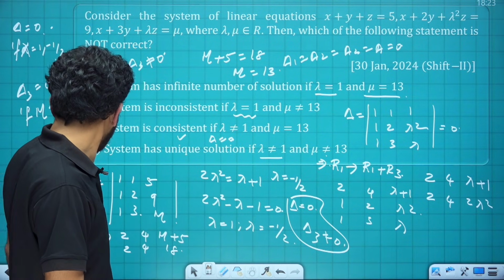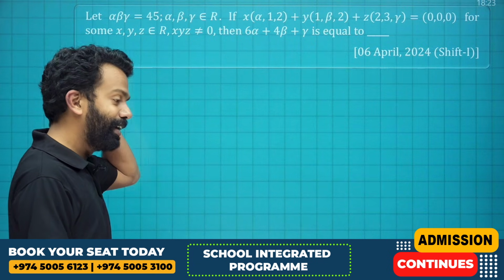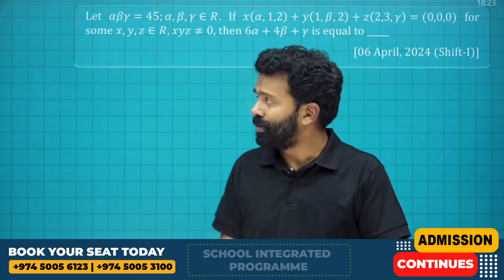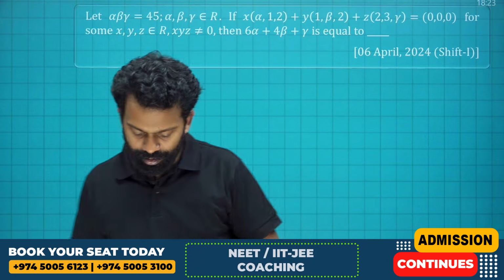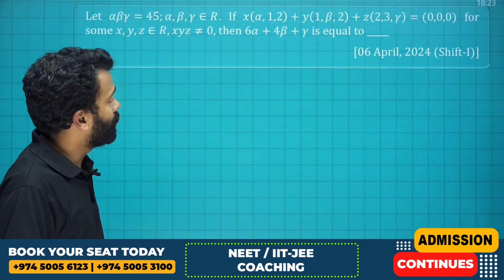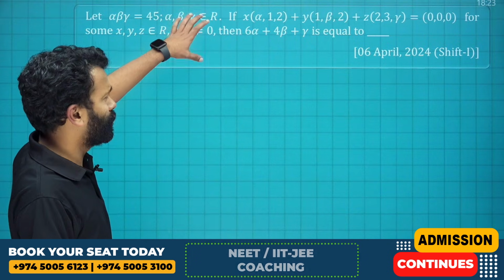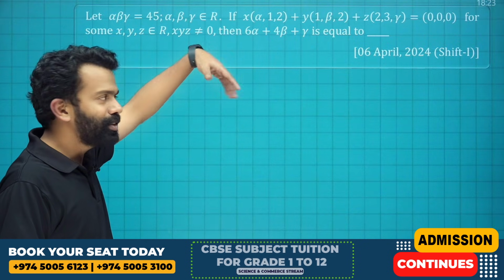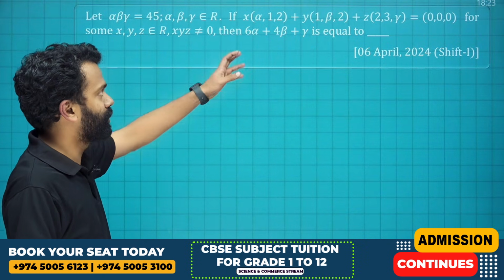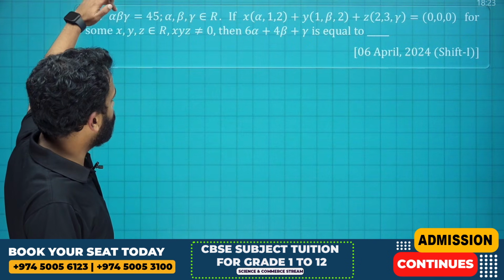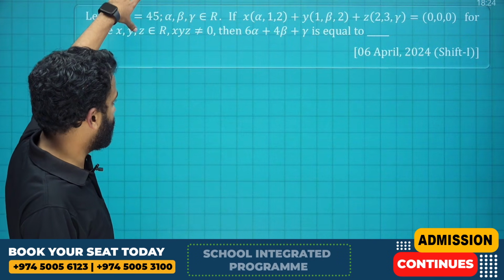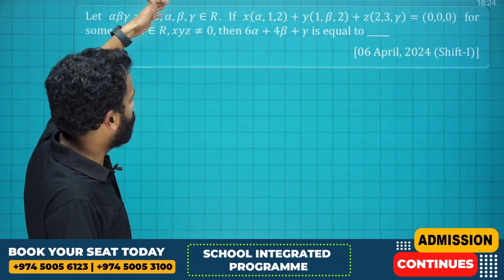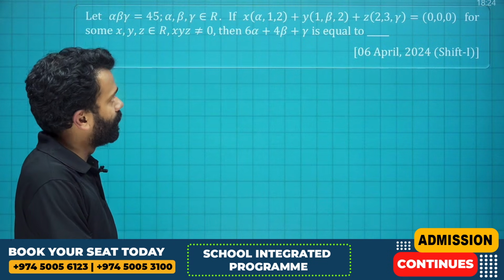And the next one. Okay, just go through the question slightly. It's a very beautiful question and very beautifully crafted also. But at first glance, most students will skip it. There is no need to skip this. So we know that alpha, beta, gamma is equal to 45. That's the first data given, and they have already mentioned that alpha, beta, and gamma are elements of real numbers.